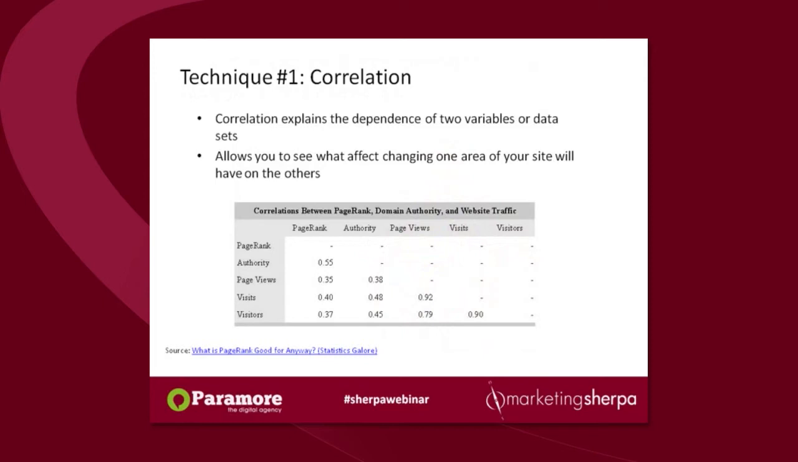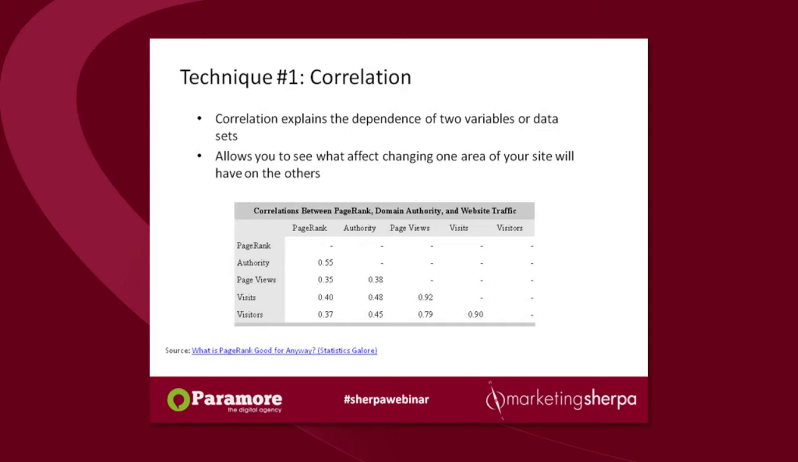Right. Correlation is explaining the dependency of 2 variables or 2 data sets on each other. It shows the relationship, and we look at the relationship in 2 ways. We look at it both as the direction of the relationship and also the strength of the relationship. We have positive and negative correlation, or no correlation. Positive is not necessarily a good or a bad thing. Positive just means that they follow the same trend.